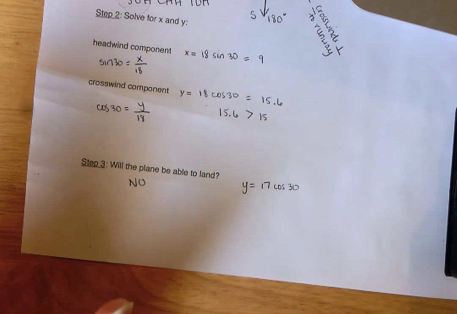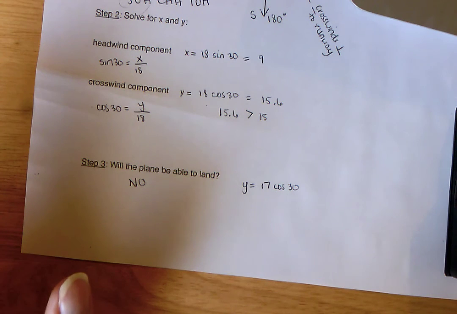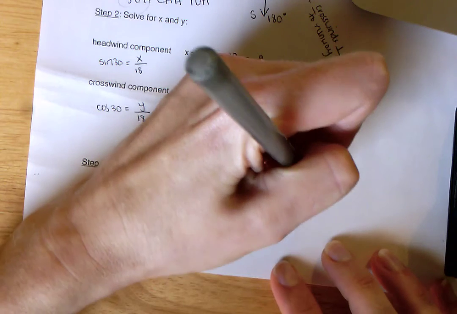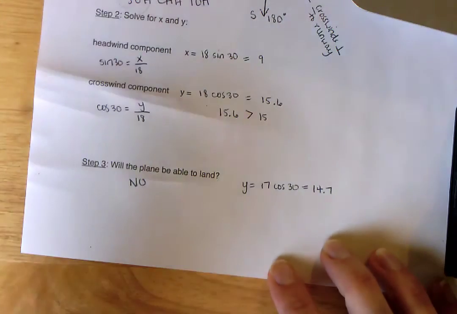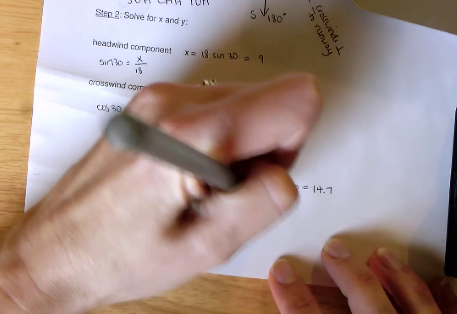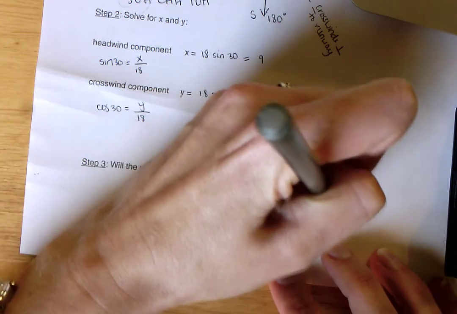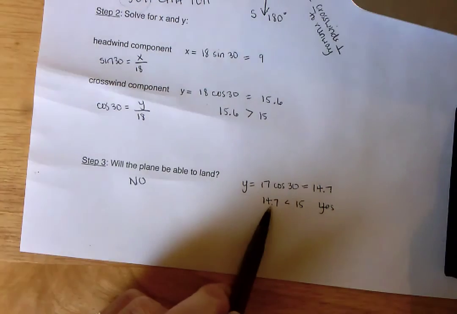Let's try 17 cosine 30 and see if the plane will be able to land then. And sure enough, that is 14.7. So again, 14.7 is less than 15. So yes, the plane should be able to land once it dies down to 17.